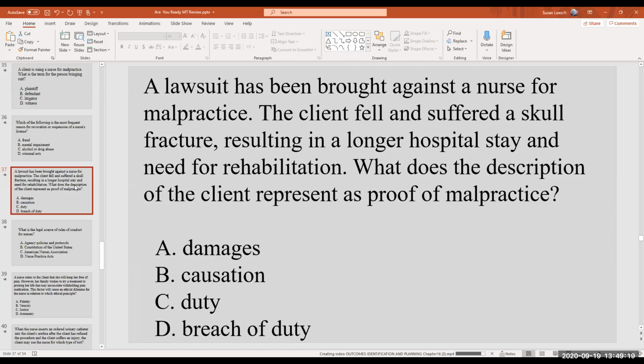A lawsuit is brought against a nurse for malpractice. The client fell and suffered a skull fracture, resulting in a longer hospital stay and a need for rehab. What does this description of the client represent as proof of malpractice? Damages. Damages are the proof.